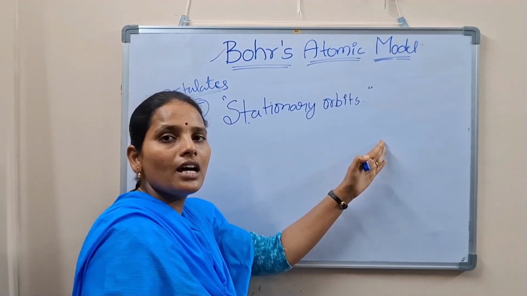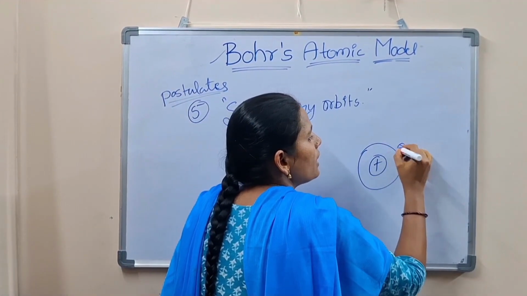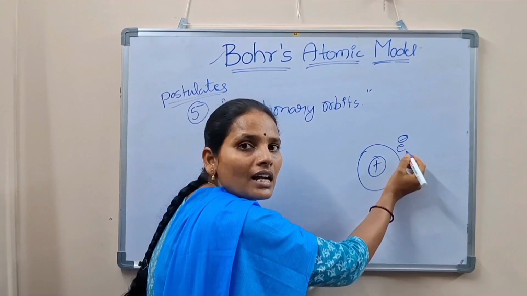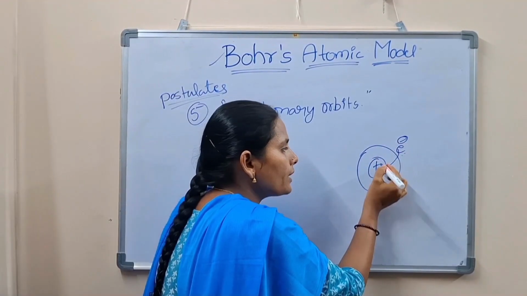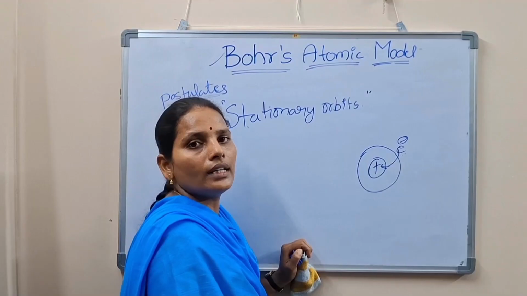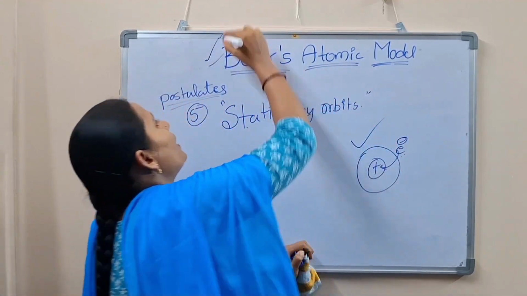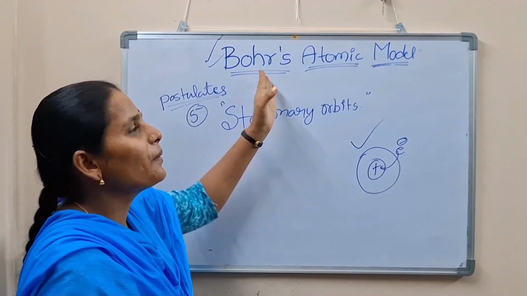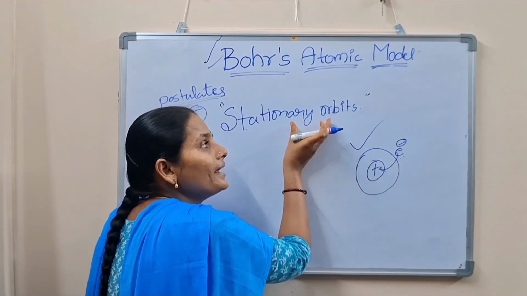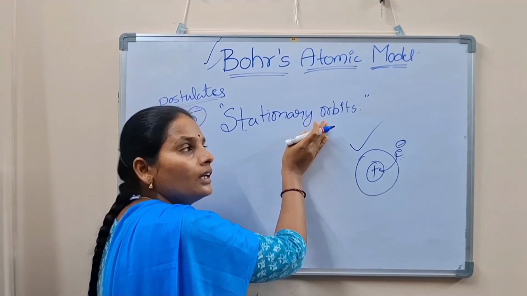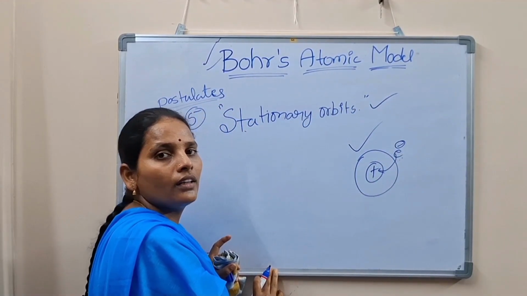By being in stationary orbits, the electron does not lose or gain energy. That's why there is no possibility of the electron falling into the nucleus. That main drawback of Rutherford was overcome by our favorite scientist, Niels Bohr, by providing the stationary orbits.